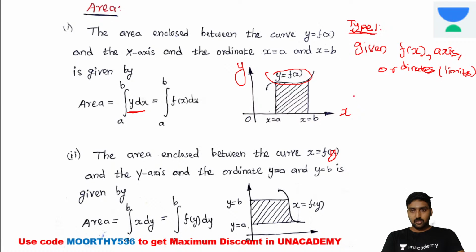Type 2. So coming to type 2, in the type 2 problem, how we are going to calculate the values, I will explain it. Listen. In type 2, the given data are, they will give the value of function f of x or f of y as well as axis, and the limits we need to calculate. Okay, ordinates, limits we need to calculate.